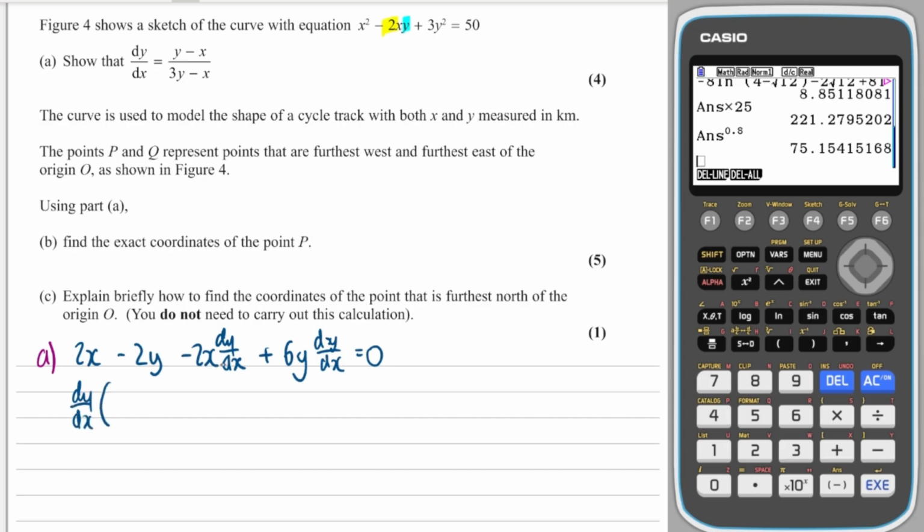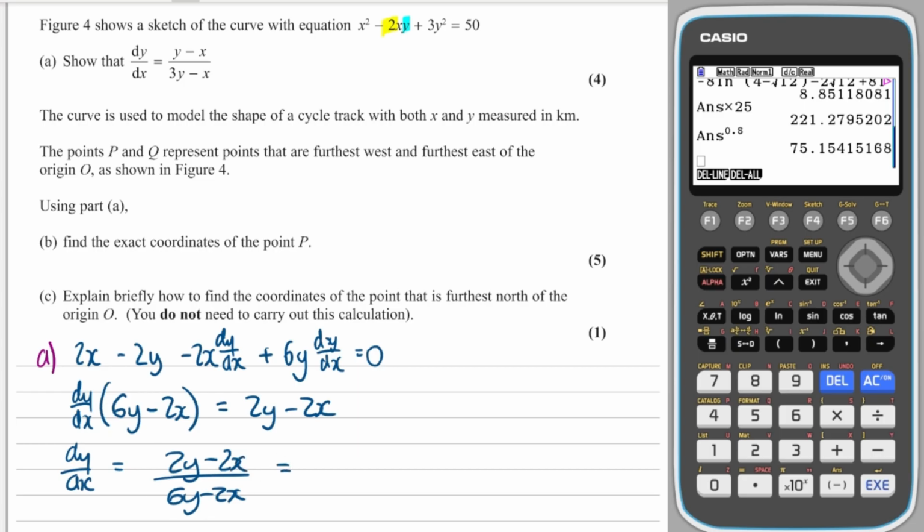So dy by dx, we have a 6y and a minus 2x, and then these are going to go to the other side to get 2y positive and 2x negative. We're then going to divide through by that factor to get 2y minus x over 6y minus 2x. Oops, sorry, 2x. Top and bottom divide through by 2, and Bob's your uncle, there it is.